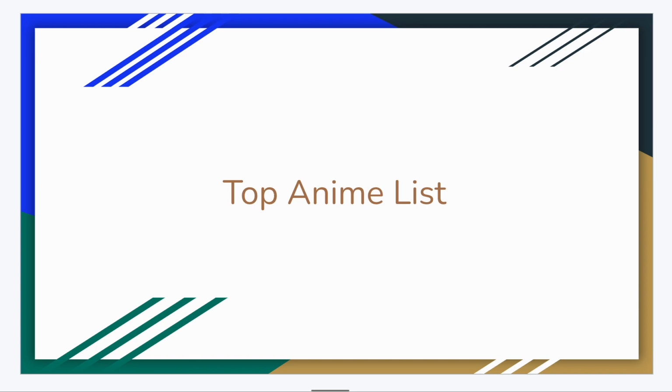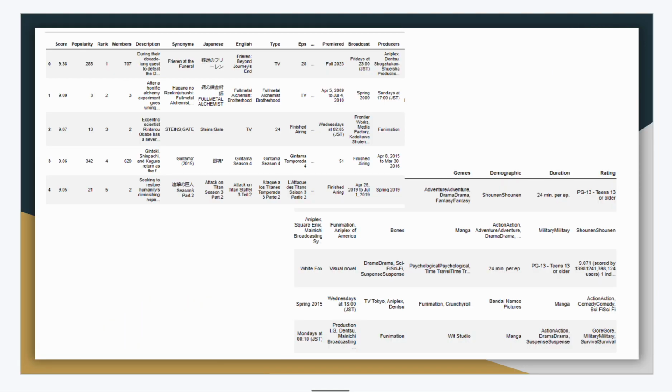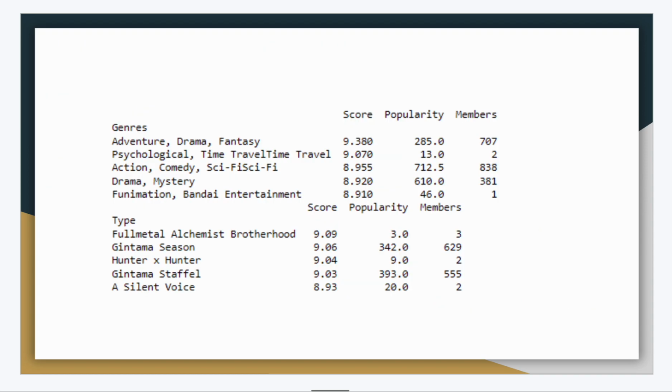For the CS6077 project, the topic I'm doing is the top anime list. The dataset is given by Kaggle. As you can see, it's distributed as score, popularity, rank, members, description, Japanese and English name, as well as other categories for the dataset. This is just a summary table on what's being listed, and of course what our major concern is.